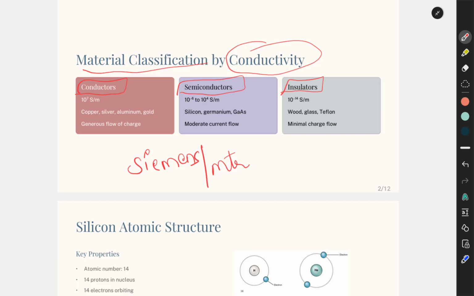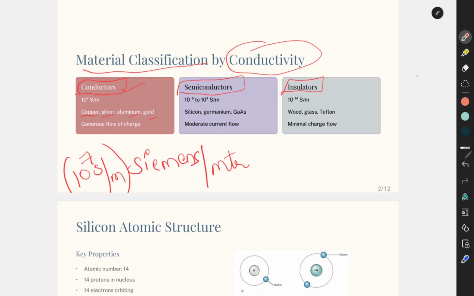So the conductors will have very good conductivity. Whenever voltage is applied, conductors allow a good amount of charge to flow. We can take the examples copper, silver, aluminium, gold. These have good conductivity. Copper's conductivity is up to 10 power 7 Siemens per meter.